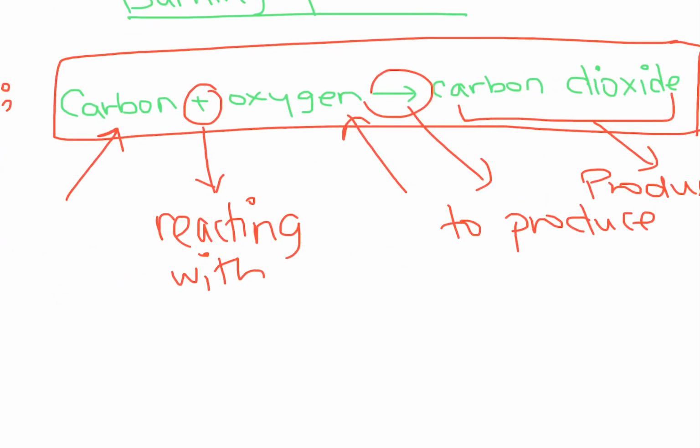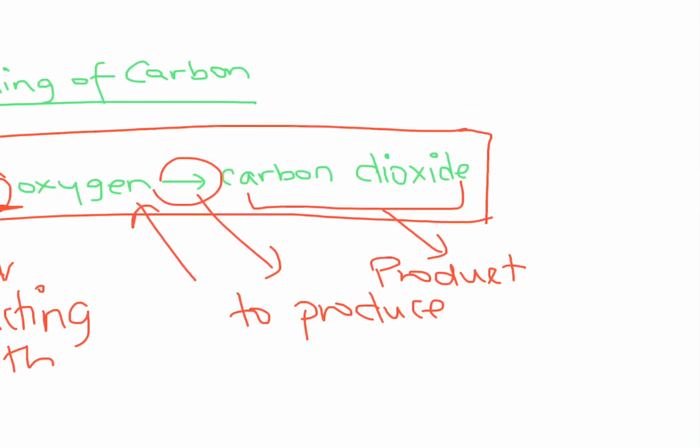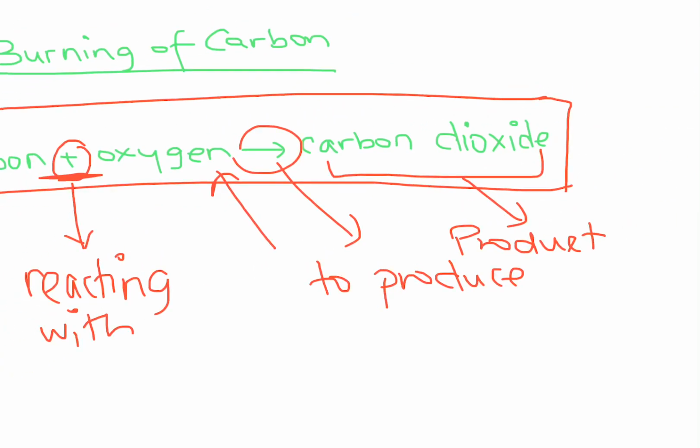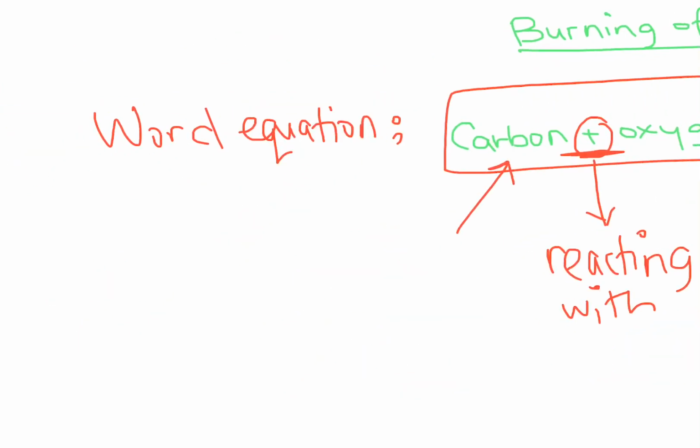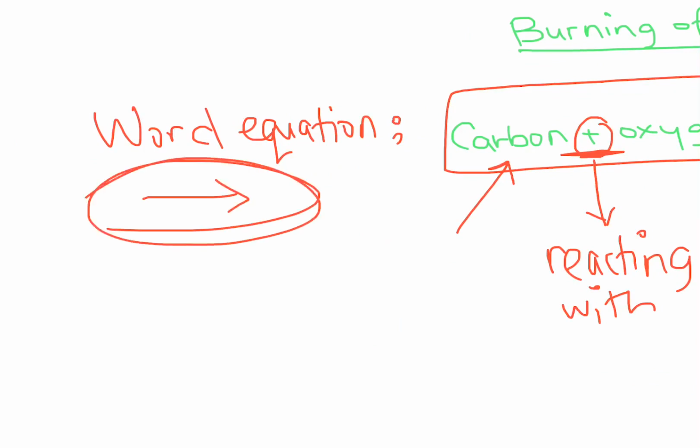In a word equation, you need to have a plus sign to show the reactants, and you need to have an arrow to show what is being produced. You cannot use equal to. The use of equal to is banned in a word equation. If you use an equal to sign, it will be wrong. So in a word equation, there should always be an arrow.